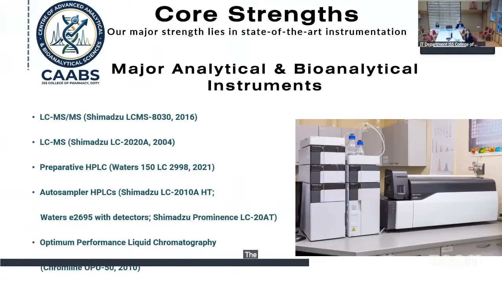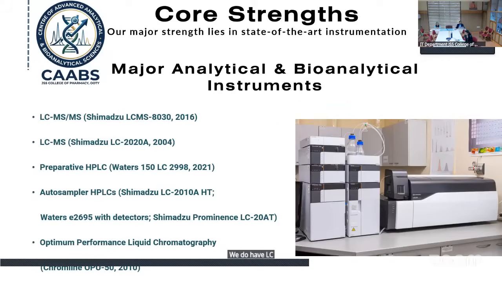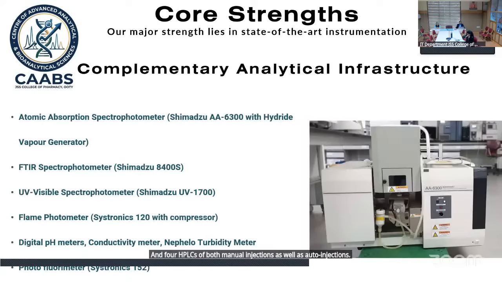The core strength of the center lies in state-of-the-art instrumentation. As ma'am has already said, we have equipment right from a basic UV visible spectrophotometer to high-end LCMSMS. We do have LCMSMS, LCMS, and 4 HPLCs, with both manual injections as well as auto injections. We do have complementary analytical equipment like atomic absorption spectrophotometer, FTIR spectrophotometer, UV visible spectrophotometer, flame photometer, photofluorimeter, basic digital pH meters and conductivity meters, along with nephelometry.